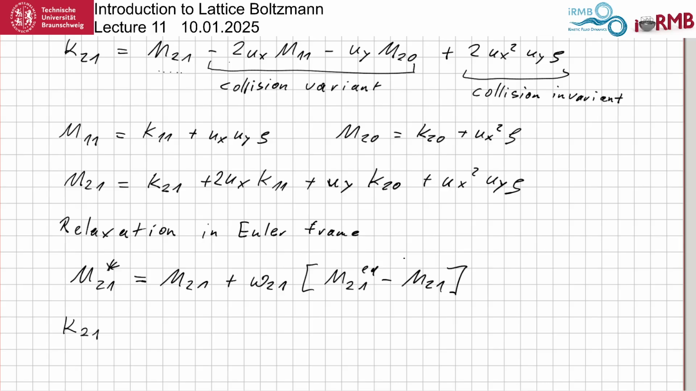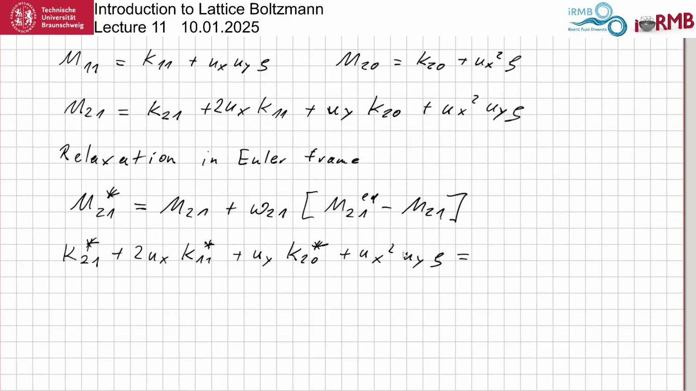So first of all, the left-hand side, all post-collision: K21 post-collision plus 2ux K11 post-collision, plus uy K20, obviously post-collision, plus ux square uy rho. So this is what is on the left-hand side.